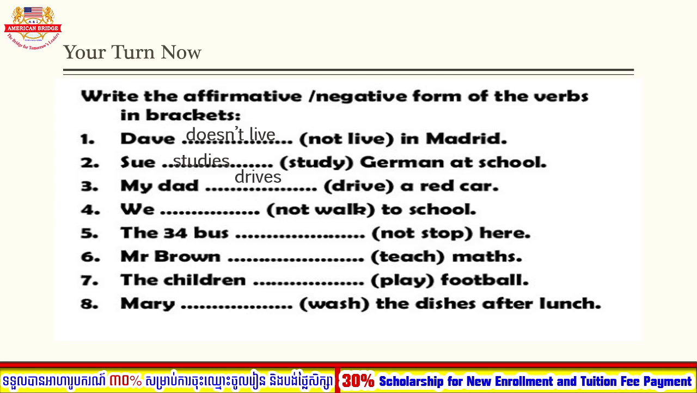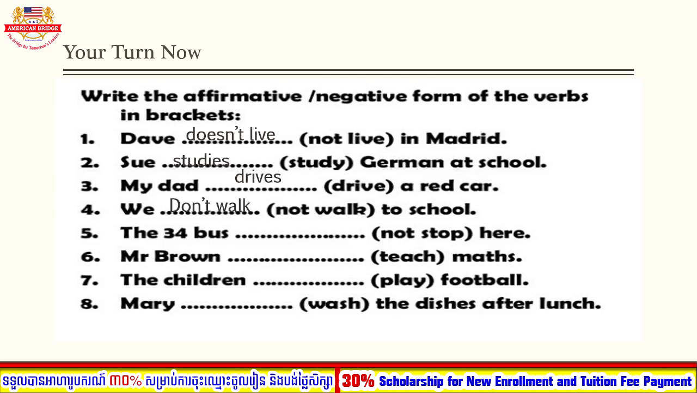So as you know already, in this sentence we have not walk. So if related with not walk, we use in negative again, right? So we use with what, everyone? Do or does? Great. So we use with do. So in negative, we need to write it to don't, right? So we don't walk to school. So now let's move to number 5. The 34 bus not stop here.